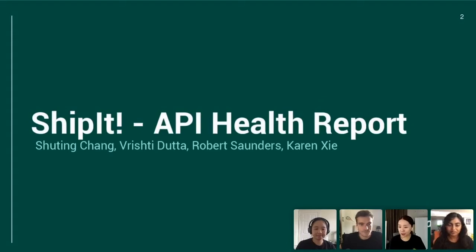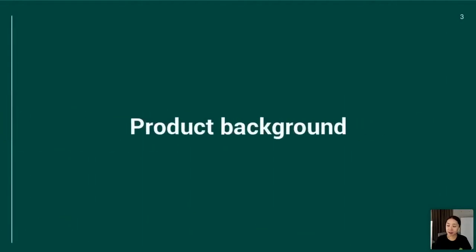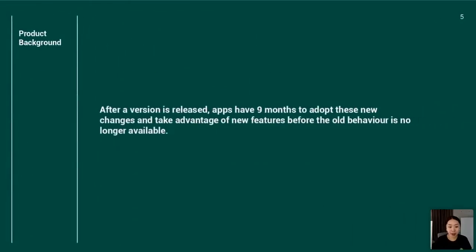Okay, so today we'll be talking about the building process of the API health report. So before we get started, let's take a look at the product background. Shopify introduced API versioning in April 2019. After that, a new API version will be released every quarter. The intention is to provide a predictable timeline for our third-party developers, so it's easy to plan the development and adopt new features. After a new feature is released, apps have 9 months to adopt those new changes and take advantage of the new feature before the older behavior is no longer available.